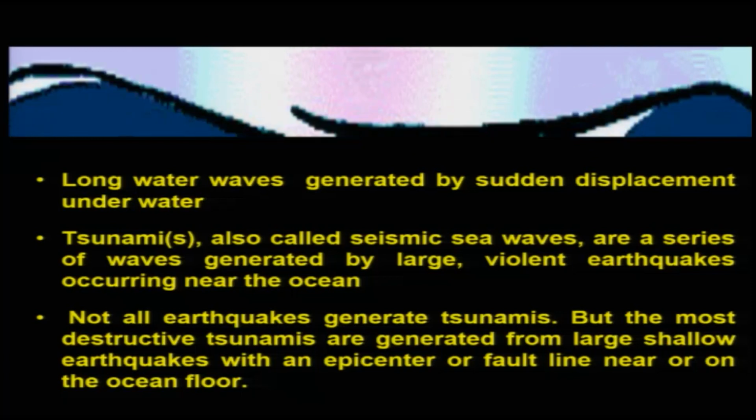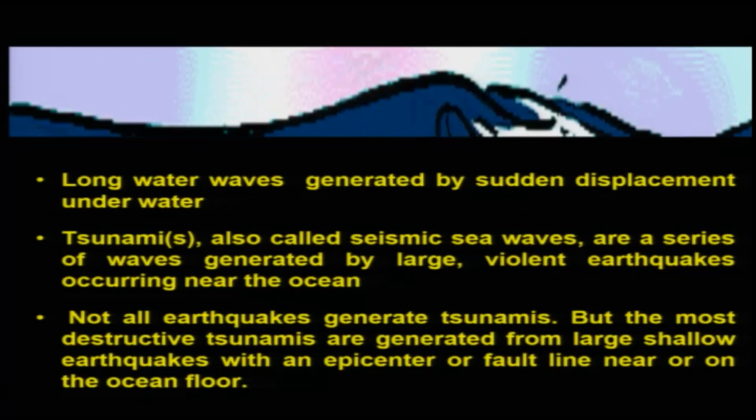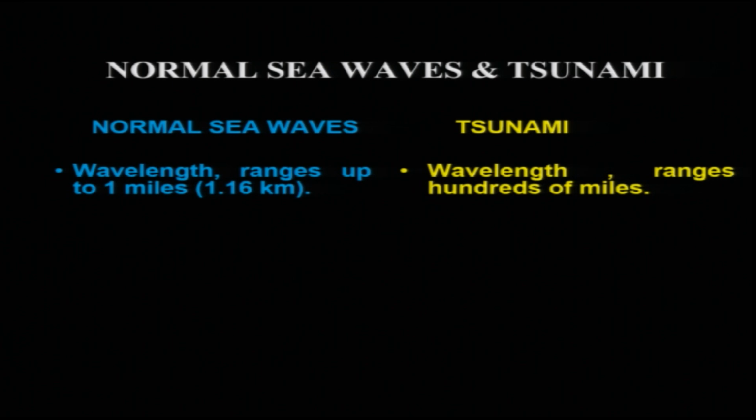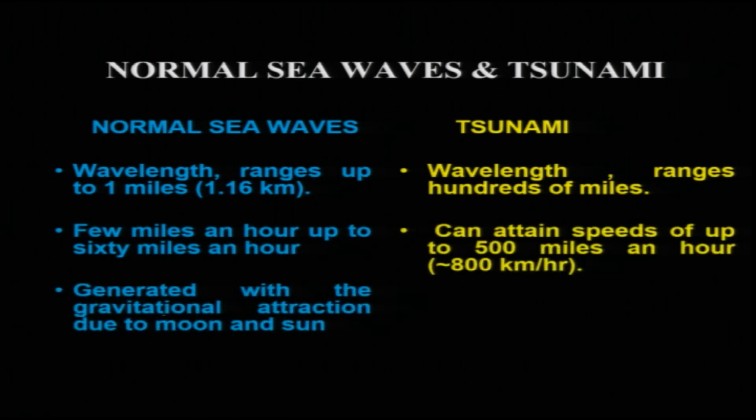So, if you are having shallow earthquakes, then you will have larger tsunamis. Now, if we compare this with the normal sea waves and the tsunami waves, normal sea waves, which we call tidal waves, are because of the gravitational attraction of the moon and sun.